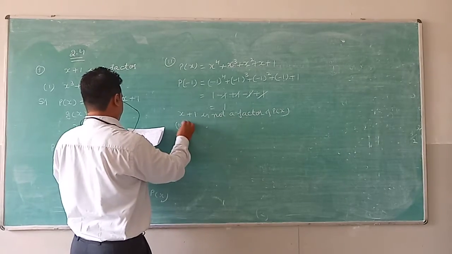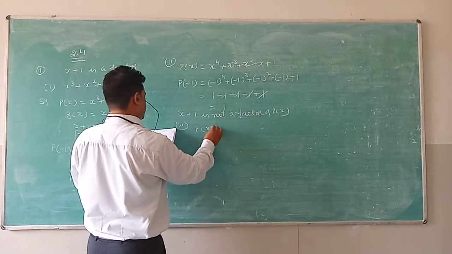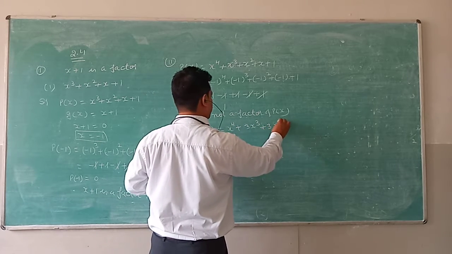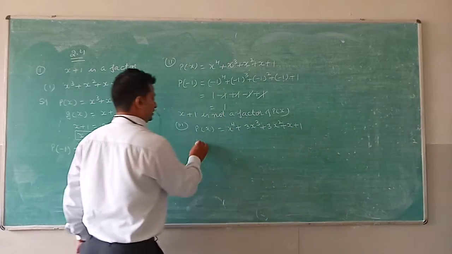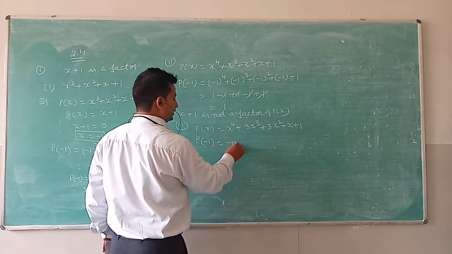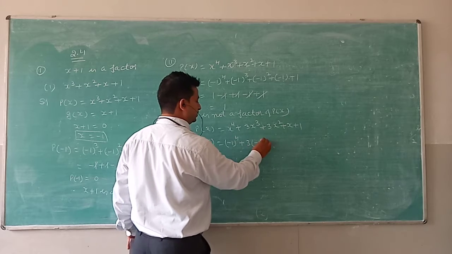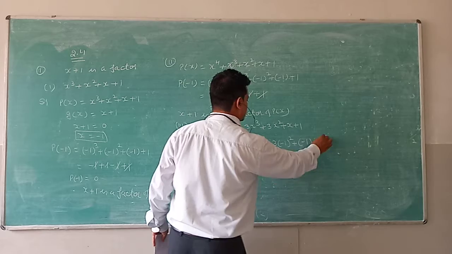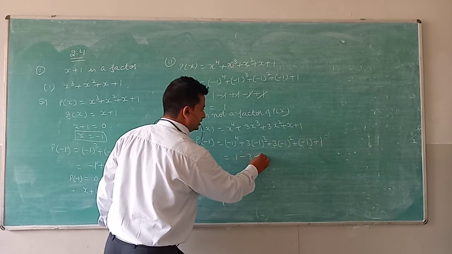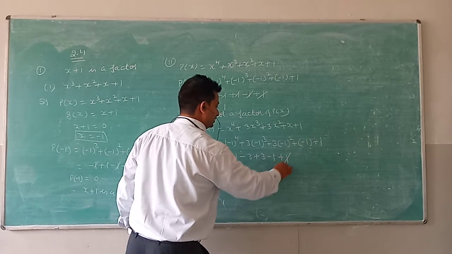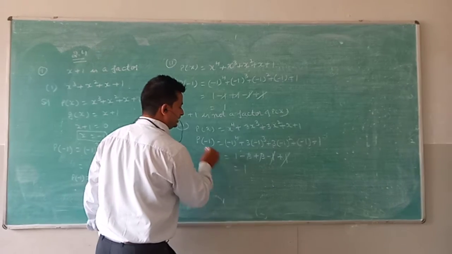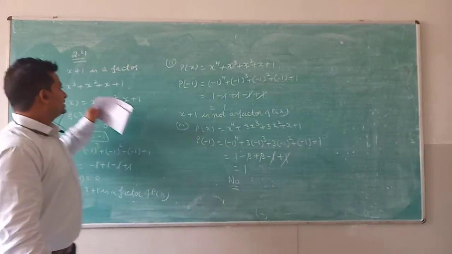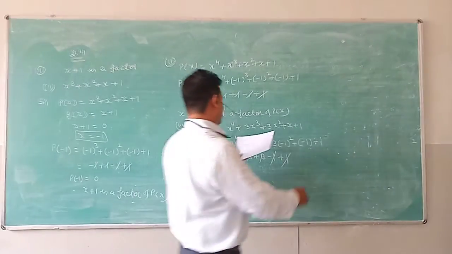In question number 3, the polynomial is p(x) equals x power 4 plus 3x cube plus 3x square plus x plus 1. When we put x is equal to minus 1, that is minus 1 whole to the power 4, 3 into minus 1 cube, 3 into minus 1 square, minus 1 plus 1. This is plus 1, minus 3 plus 3, minus 1 plus 1. These cancel out, equals 1. This means p(minus 1) is not equal to 0. So x plus 1 is not a factor of this polynomial.